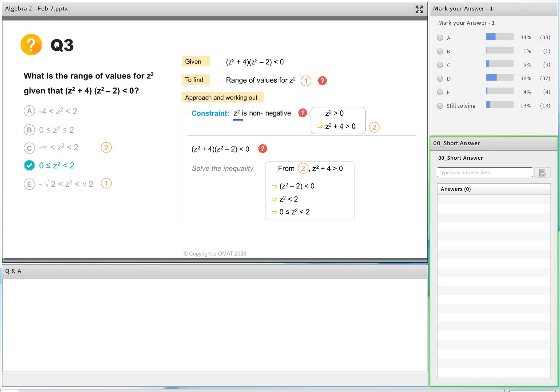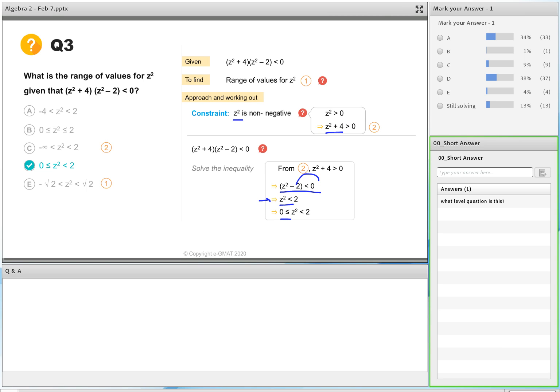We know that z square is a non-negative number, so z square plus 4 is always greater than 0, always a positive number. So that brings us to the point that z square minus 2 is a negative number. If z square minus 2 is a negative number, then z square minus 2 has to be less than 0. Take 2 to the right hand side of this inequality, you get the value of z square to be less than 2. Now, by the definition of z square, since it's a perfect square, we know that it's either 0 or greater than 0.